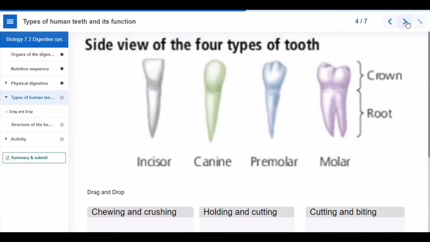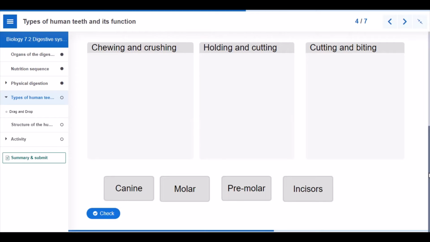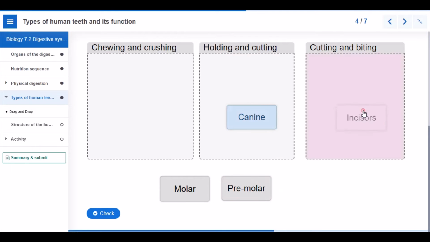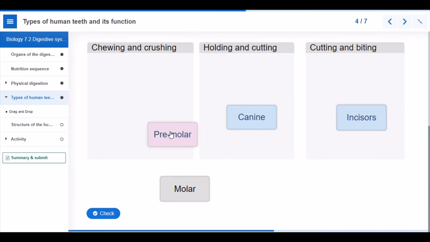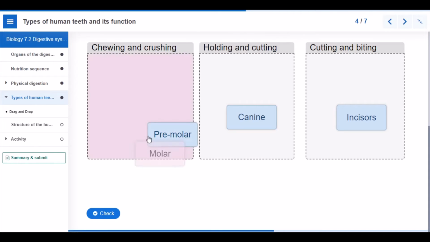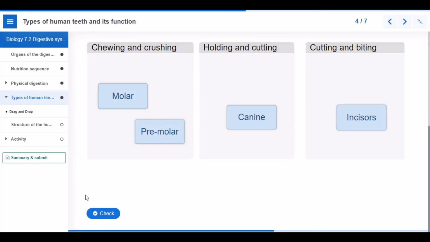The types of human teeth and their functions. This image is showing us the side view of four types of tooth: the incisor, canine, premolar, and molar. So here we'll be categorizing them into their functions. The canine is for holding and cutting. The incisors are for cutting and biting. Premolar for chewing and crushing. Molar for chewing and crushing as well.